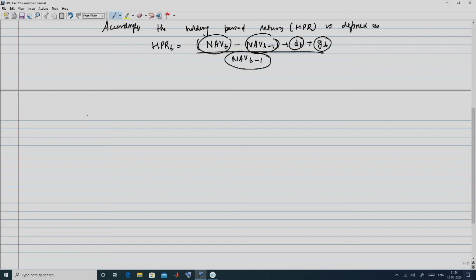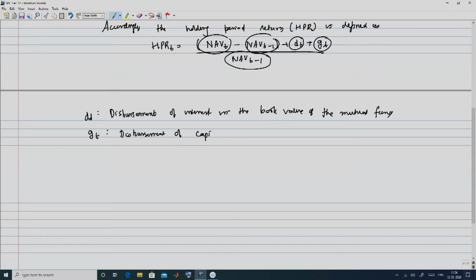Here D_t is disbursement, that means the payout by the mutual fund, the disbursement of interest in the book value of the mutual fund, and G_t is essentially the disbursement of capital gains realized when securities are sold for period t.